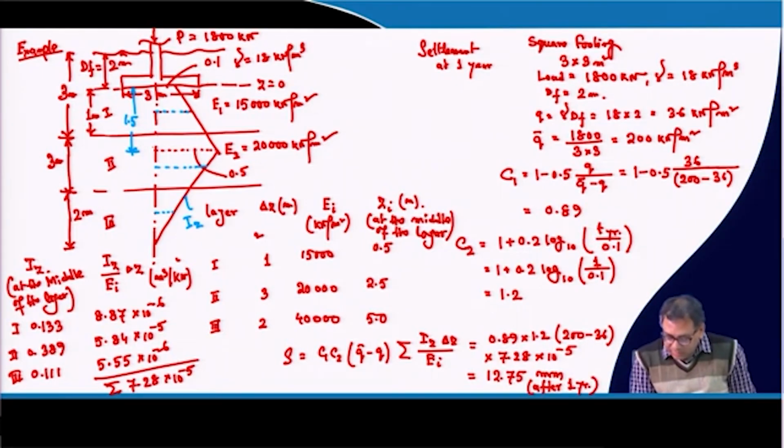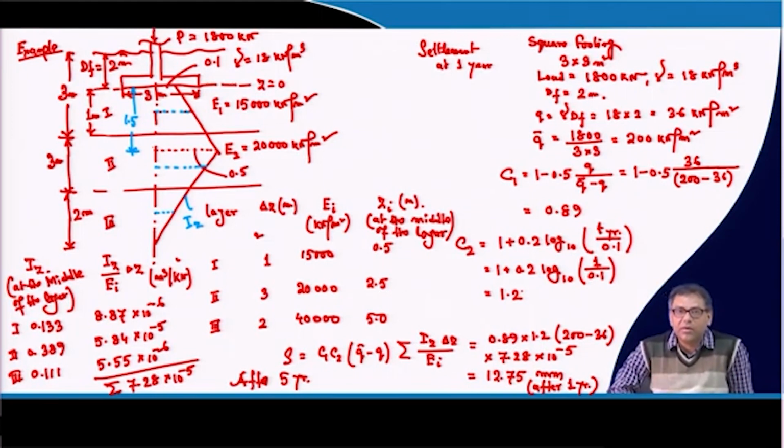Now after 5 years, you can calculate in a similar way; the only difference is you have to change the C2 value, because that is considered for the creep. Remember why we consider 1 year, 5 years and 10 years: you can say this is the immediate settlement, and this C2 effect is due to the creep of the soil. Creep is a time dependent phenomenon, so you are checking the additional settlement due to creep.